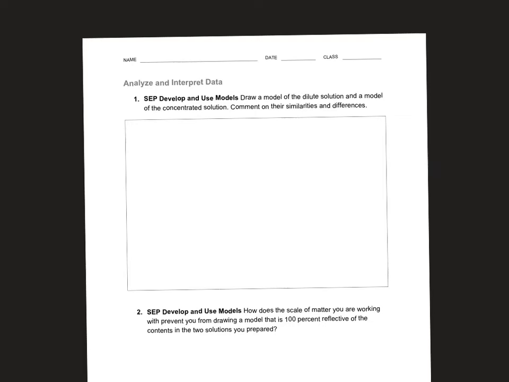Okay, so the second part is for the analyzing questions. These are the last couple pages. So a lot of emails on number 1. People keep asking me what I mean by this.